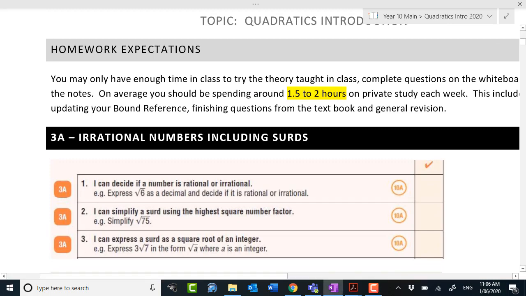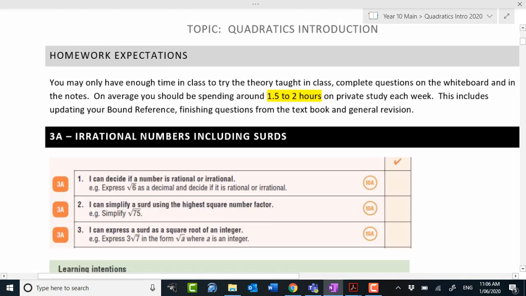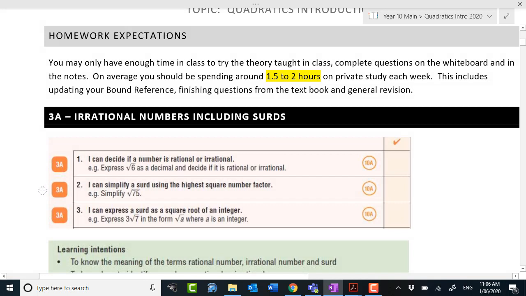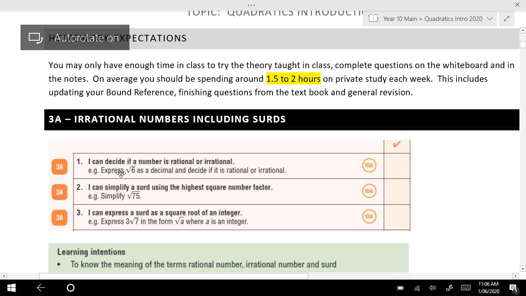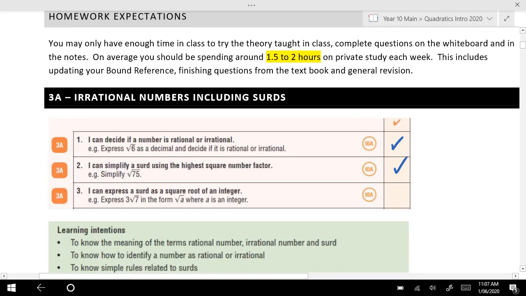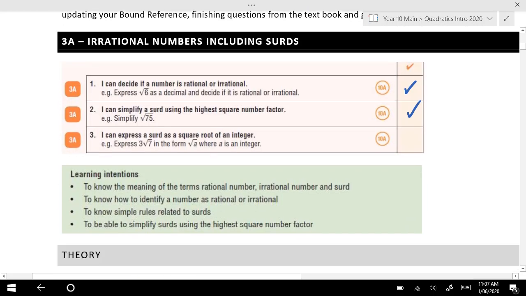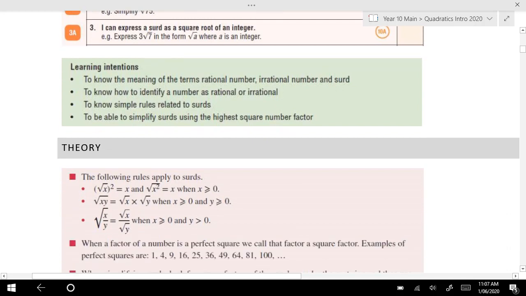You should find this fairly straightforward compared to the topic you've just been doing, which is looking at quadratics, including completing the square, etc. So I'm just going to get straight into this, and I won't spend too long on it, but I will be going through two exercises. We're going to be looking at deciding if something is irrational, simplifying surds, and expressing surds as an integer as well, so going back in reverse.